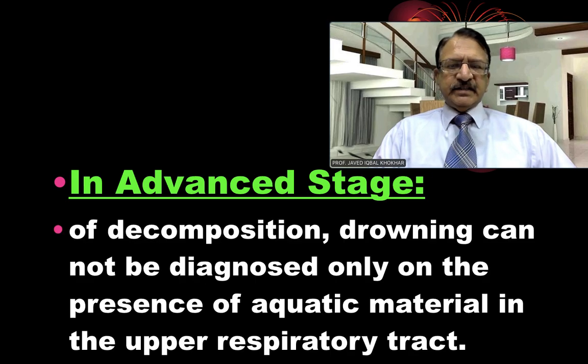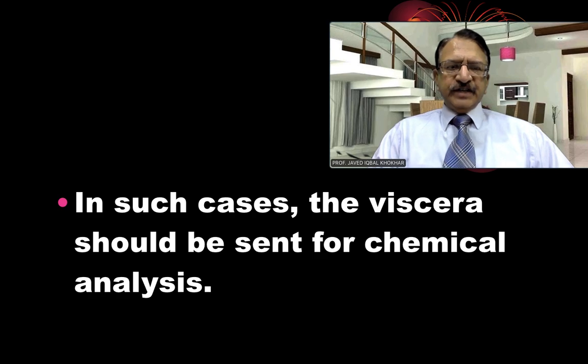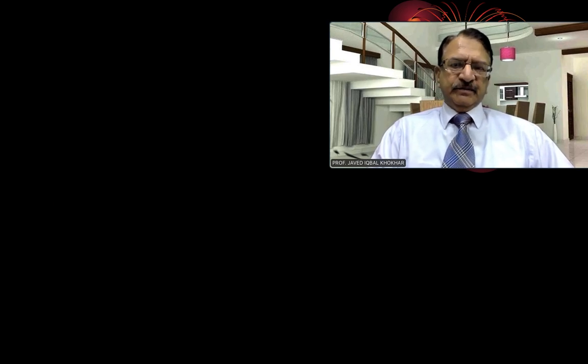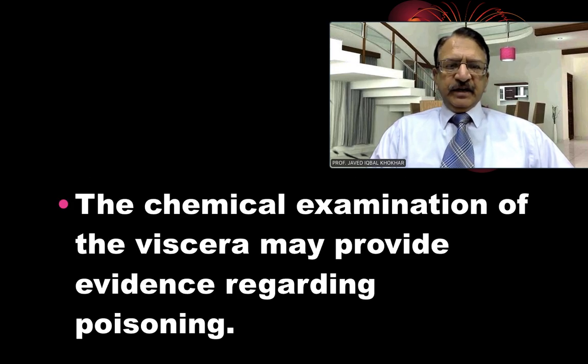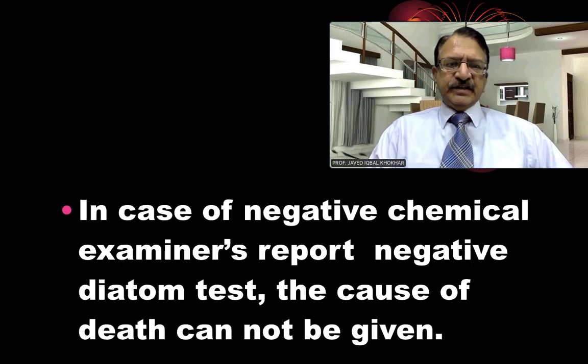However, in advanced cases of decomposition, drowning cannot be diagnosed only on the presence of aquatic material in the upper respiratory tract. In such cases, the viscera should be sent for chemical examination. Diatoms resist putrefaction, and their presence, especially in the brain and bone marrow, provides valuable evidence of death due to drowning. The chemical examination of viscera may provide evidence regarding poisoning. In case of a negative chemical examiner's report and a negative diatom test, the cause of death cannot be given.